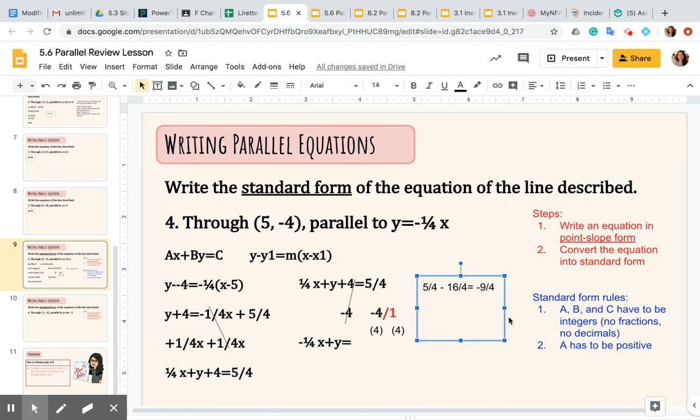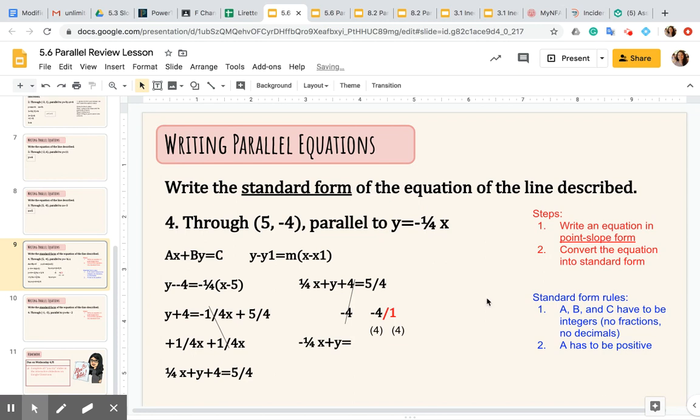Correct? Is that right? Let me just double check my mental math here. 16 and 5. 5 minus 16. Oh, nope, that's not right, Miss Lorette. Let's fix that. So this is actually a good opportunity to show you how to fix this.